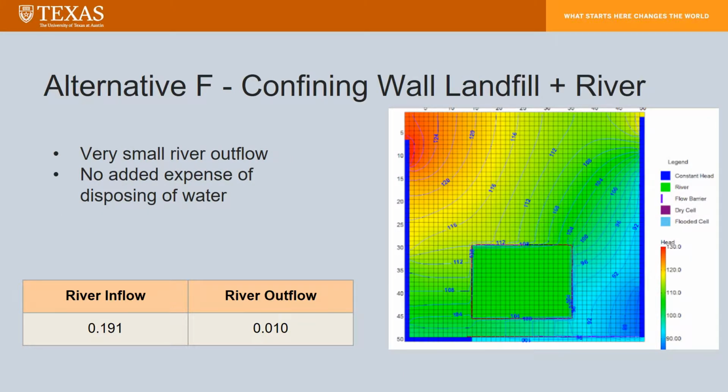All right, next we have alternative F, which combines our cap, our confining wall around the landfill, and adding a confining wall across the river cells. As you can see, this has a very small river outflow of only 0.01 cubic feet per second. And a benefit of this alternative is that there's no added expense of disposing of the water from the drains or the well.